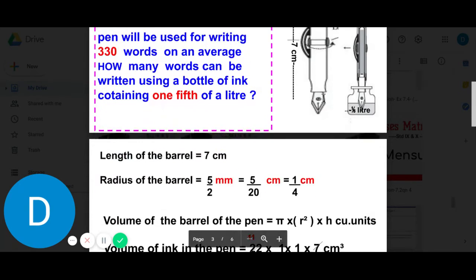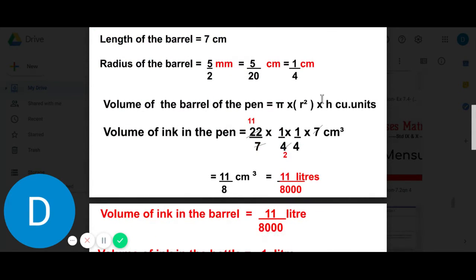Let us do the sum now. The length of the barrel is given as 7 centimeter. Diameter is given 5 millimeter. Therefore, radius of the barrel is equal to 5 by 2 millimeter. We should convert that to centimeter. So that is equal to 5 by 20 centimeter. That is equal to 1 by 4 centimeter. So volume of the barrel of the pen is equal to pi r square h cubic units.